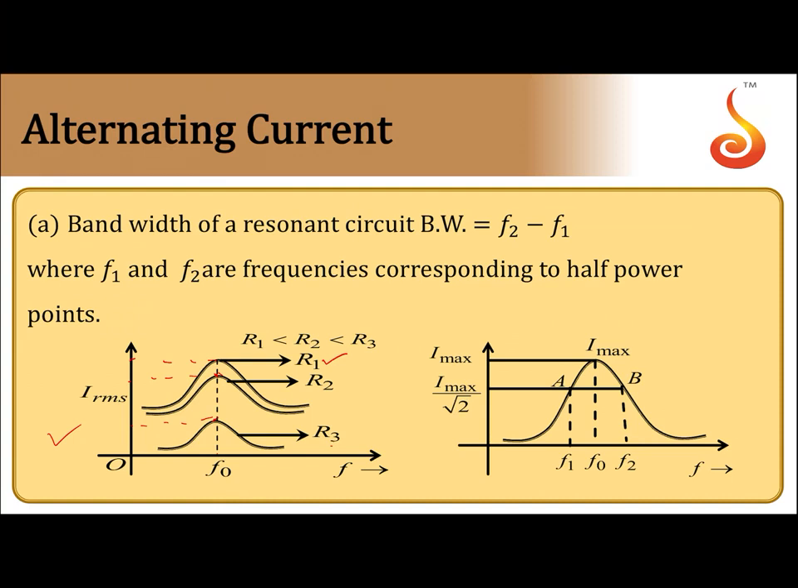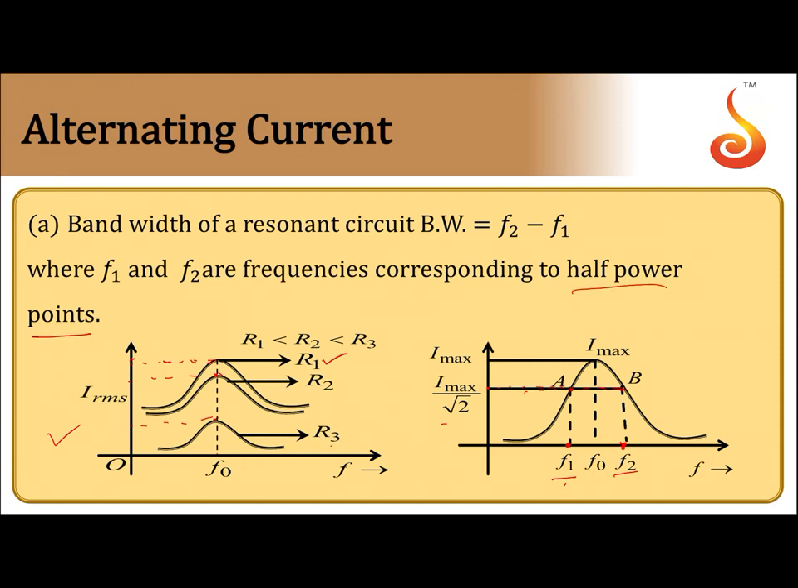Now if this is I maximum for a particular curve, and you take the value I maximum by root 2, then this line, which is parallel to the x-axis, cuts the curve at 2 points. If you drop perpendiculars to the x-axis, you'll get two values here. These 2 points correspond to frequencies f1 and f2, let us say. Then f1 and f2 are called half power frequencies.